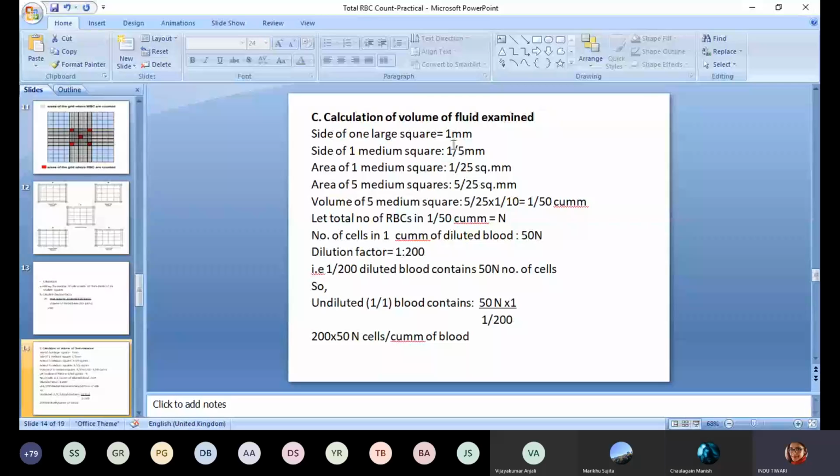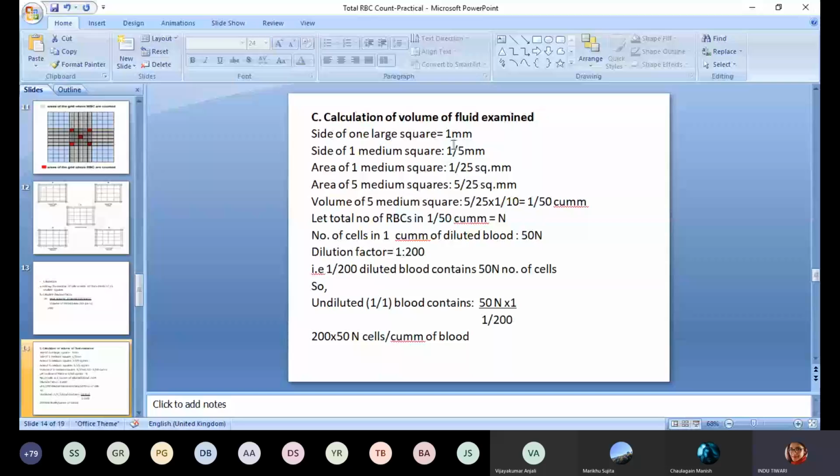Now that you have calculated that, we have to calculate the volume. The volume is length into breadth into height, or in this case, the depth of the new Neubauer chamber. You know the area, that is 1/5, and the depth of the chamber, that is 1/10. So the volume is going to be 1/50 cubic millimeter.